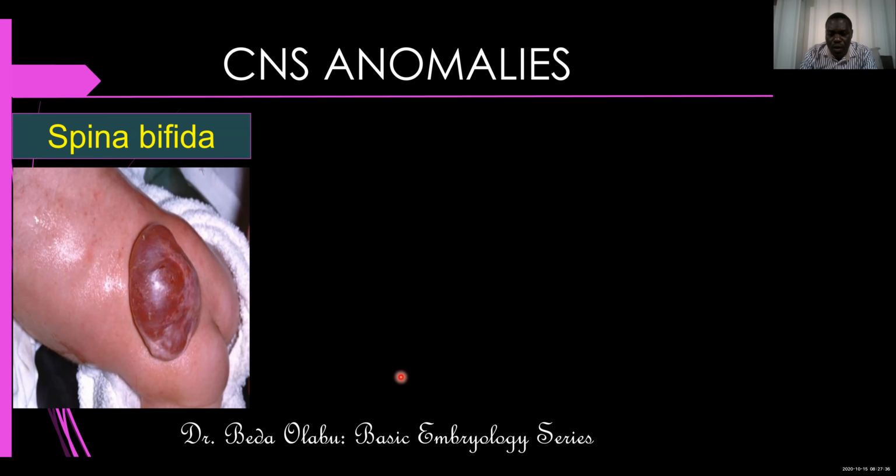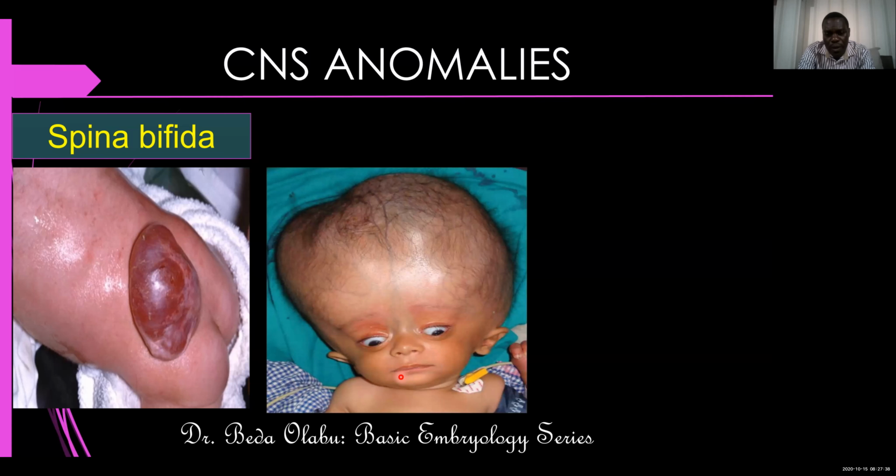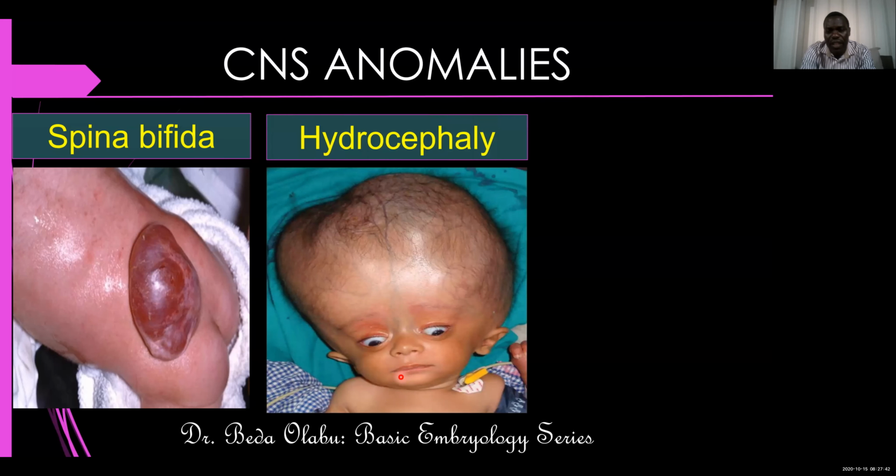This is what we call hydrocephaly. There's a lot of water within the fluid cavities of the central nervous system. It makes the brain bulge to this size. The problem could just be that there is some blockage so that the cerebrospinal fluid is not flowing appropriately.